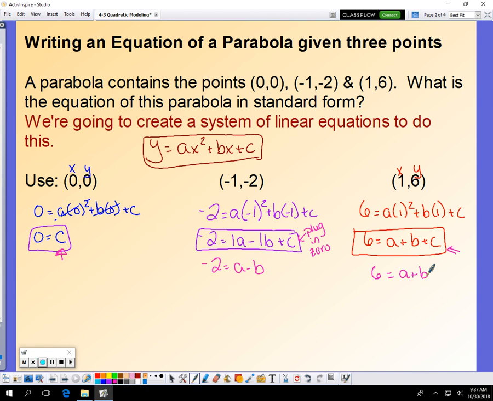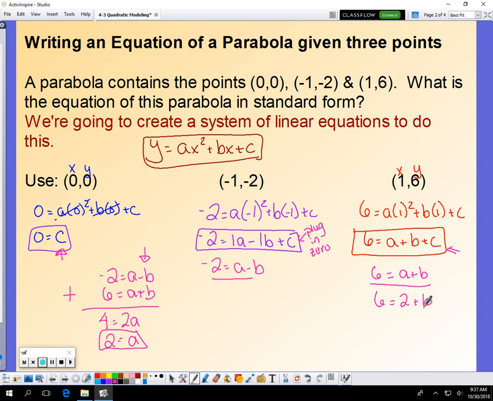So now I'm going to take my negative 2 equals a minus b, and my 6 equals a plus b. Since the b's have opposite signs, same coefficient, I'm going to add these together, solve for a, and a is 2. So I'm going to plug that into either this equation or this equation, your choice. So I'm going to have 6 equals 2 plus b. I'm going to subtract the 2, and I'm going to get b equals 4.